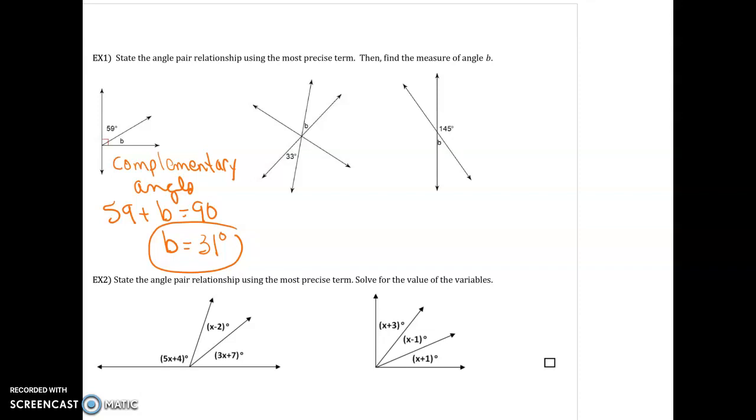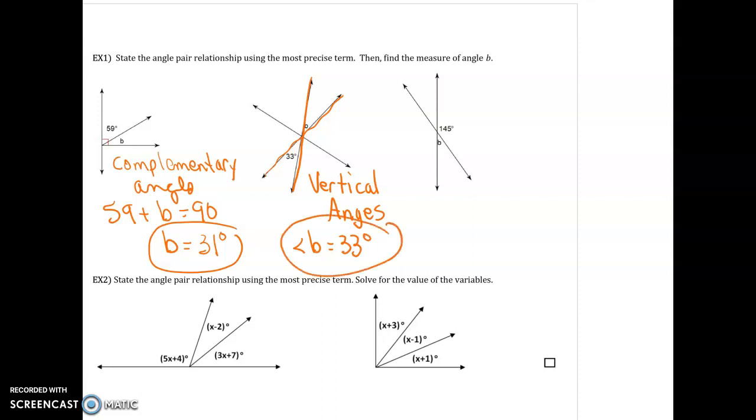So in our next picture, I got a lot of lines intersecting, but I want you to focus on those because there's the X and I have opposite angles. So these are vertical angles. And vertical angles, when they're opposite of each other, are congruent. So that means automatically that angle B is 33 degrees.